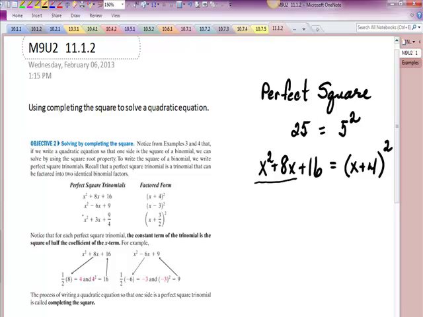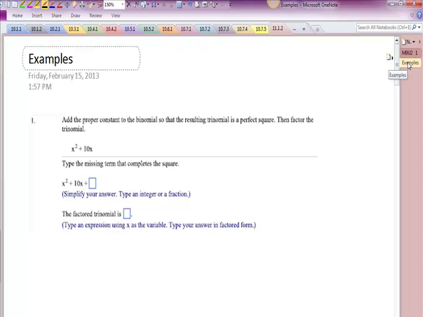So the first problems we're going to have, all we're going to do is take the first 2 terms of a trinomial and figure out what I would have to add so that it becomes a perfect square, and then factor it. After we do a few of those problems, then we're going to use the technique to solve quadratic equations. All right, the first one, it says add the proper constant. So I'm going to add a constant right here to the binomial, the first 2 terms, so that the resulting trinomial is a perfect square. Then I'm going to factor it.